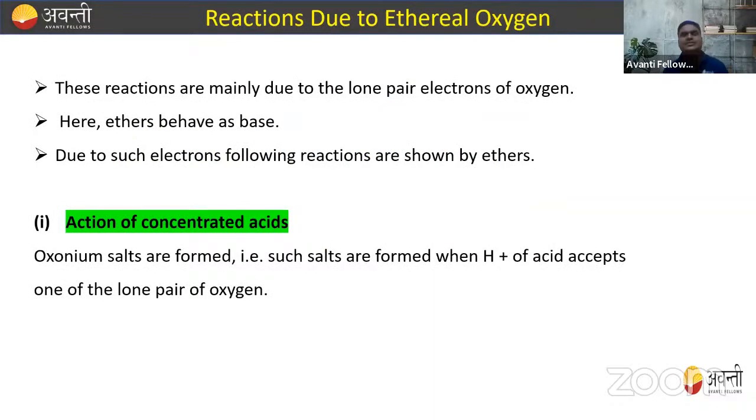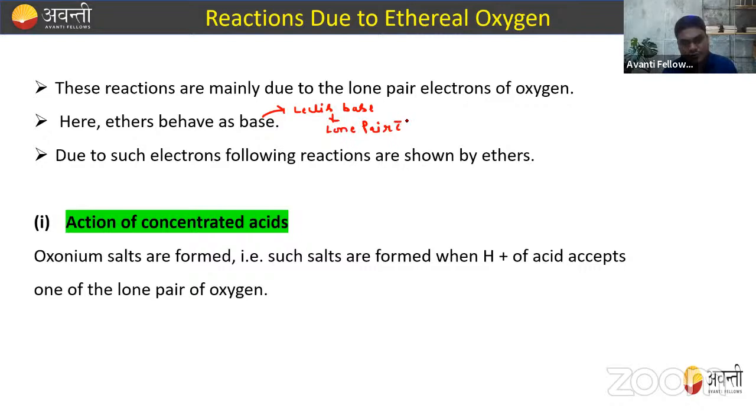So the first is reaction due to ethereal oxygen, right? So basically these reactions are mainly due to the lone pair electrons of oxygen. So these reactions are mainly due to what? Due to the presence of lone pair electrons of oxygen, right? So here ether behaves as a base. Always remember this thing. They behave as a Lewis base, right? Why do they behave as a Lewis base? Because they have a lone pair of electrons.